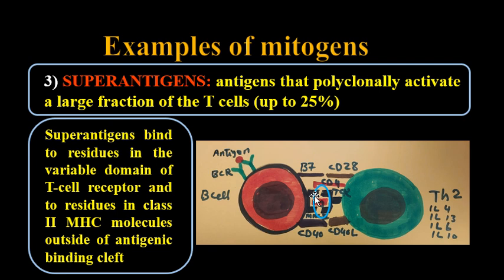histocompatibility. So superantigens bind to residues in the variable domain of the T cell receptor and to residues in class 2 molecules outside the antigen binding cleft. So the superantigen has a capacity to produce an effective immune response outside the antigen binding cleft.